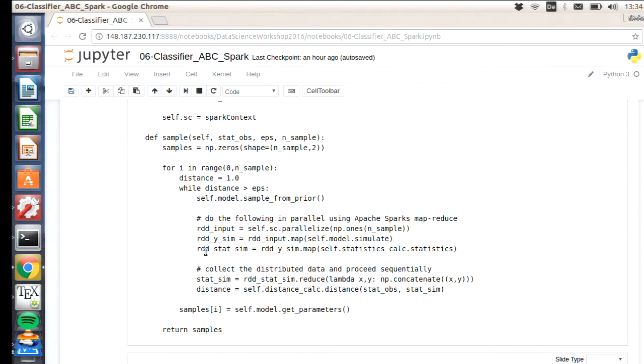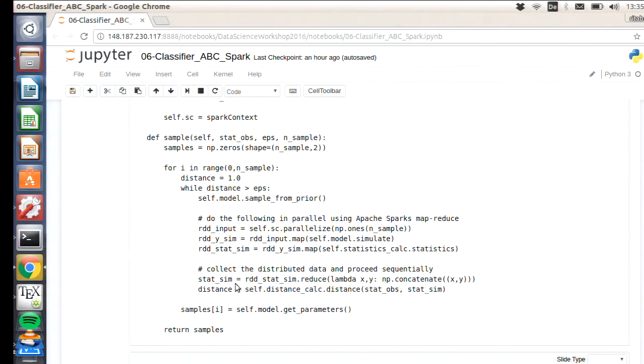Virtually, it's like a step-by-step process with 3 RDDs, and the maps are the simulation and the extraction of statistics. And we finally get this StatSim, which has all the simulated, extracted statistics from the simulated data for 500 of them. And then the last step is to collect the distributed data and process it sequentially. So here we use the reduce function. Here we have this lambda x, y concatenate.